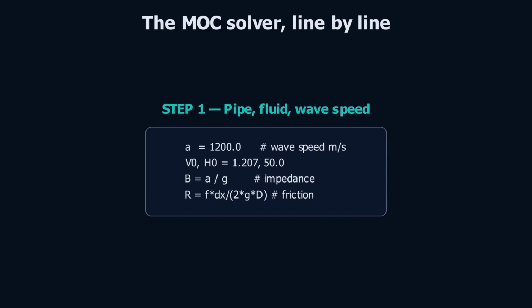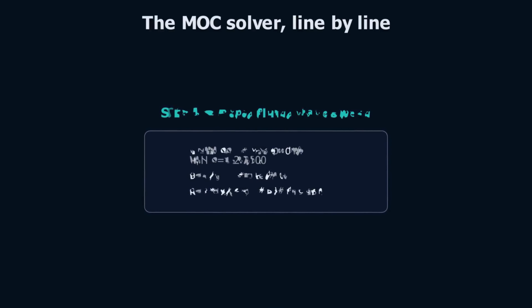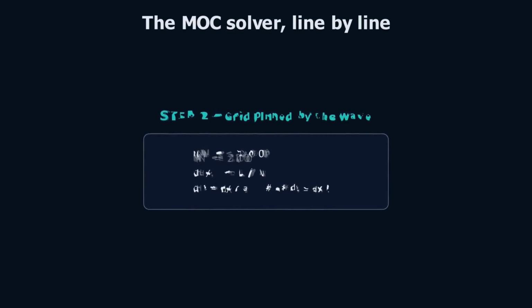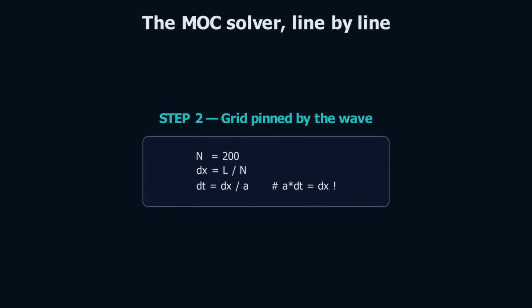Step 2, the grid, and the constraint that makes MOC so elegant. The time step is not free. A times delta t must equal delta x, so the wave crosses exactly 1 reach per step. 200 reaches, and the clock follows.